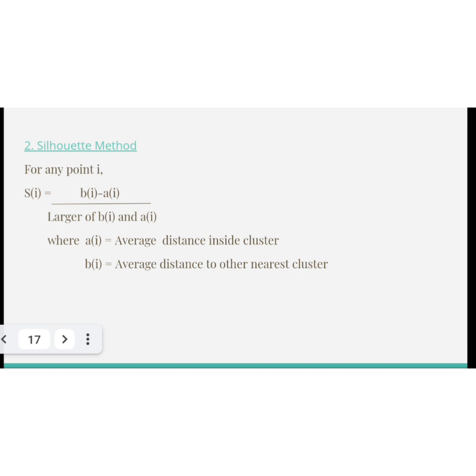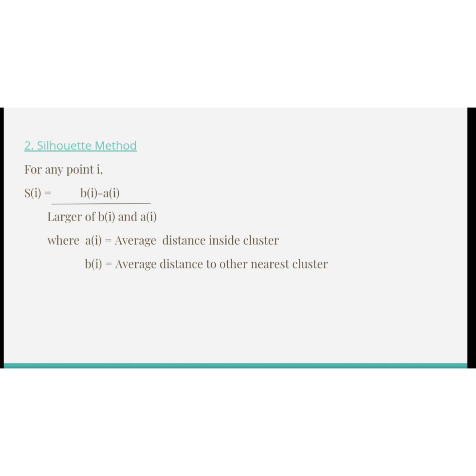So we have k number of clusters, right? In that we will consider any one cluster, and in that we will choose one data point i. Now a(i) indicates the average distance of this point i to all the other points in the same cluster. That means we have to find the distance between i and all the other points in the same cluster, and then we will take the average. So that's given by this a(i).